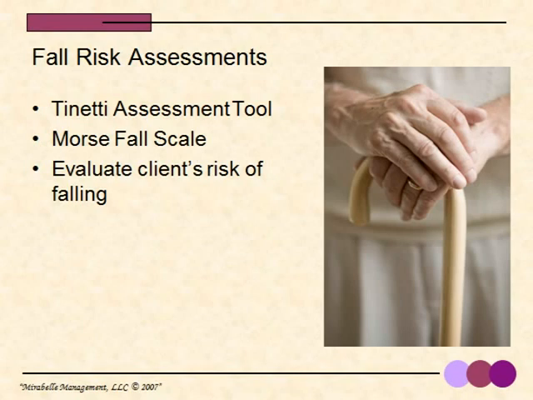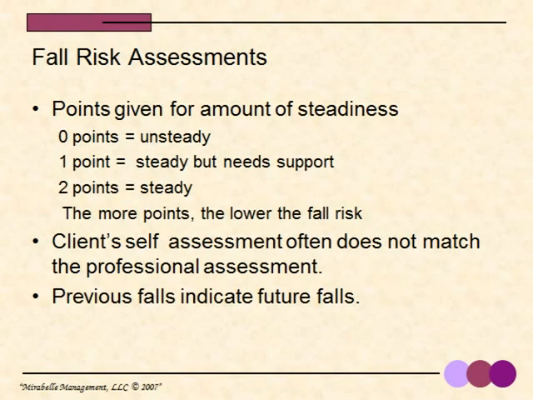The Tinetti assessment tool is one such device, and there are others, such as the Morse Fall Scale, to calculate the client's ability for balance and gait and assigns points depending on their ability. For instance, on the balance scale, it asks if the client is unsteady, steady but uses a wide stance and uses a cane or other support, or does he have a narrow stance without any support? If he's unsteady, he gets 0 points. 1 point for steady but needs support, and 2 points if he has a narrow stance without support. The more points, the less risk for falling.